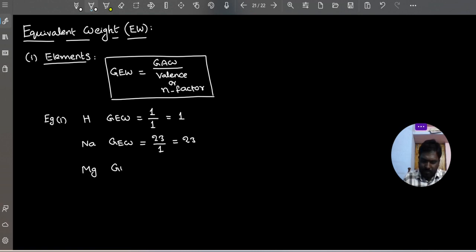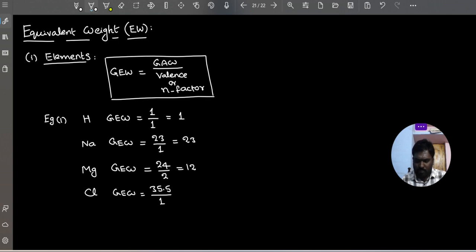Magnesium. Gram equivalent weight equals magnesium atomic weight 24 by magnesium valency 2. It can form a maximum of 2 covalent bonds, second A group element. So 2. Answer 12. Chlorine. Gram equivalent weight equals chlorine atomic weight 35.5 by 1, because chlorine can form one bond. So 35.5 by 1, 35.5.